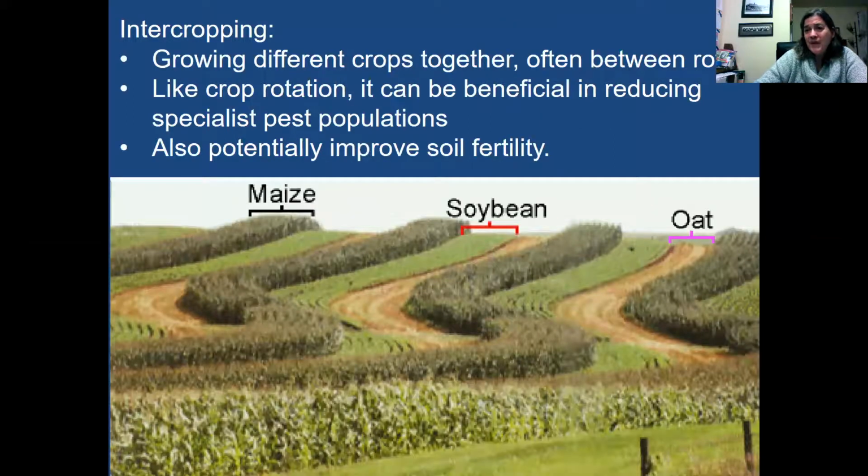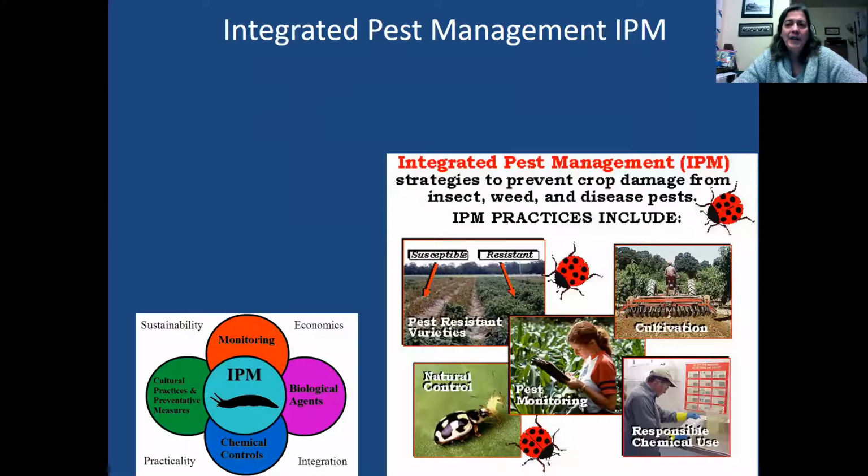This is just a picture of intercropping, planting different species together. And again, it can keep those specialist pests down. It can also be really useful to your soil because any one crop can deplete your soil of certain nutrients. If you rotate your crops and plant different crops every year, it keeps the soil in better condition. So there's something called IPM, which is integrated pest management.